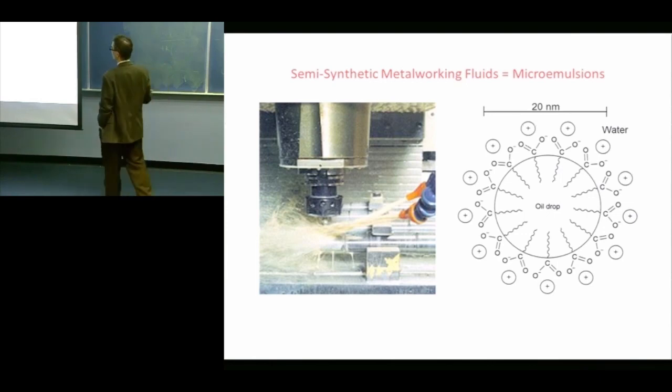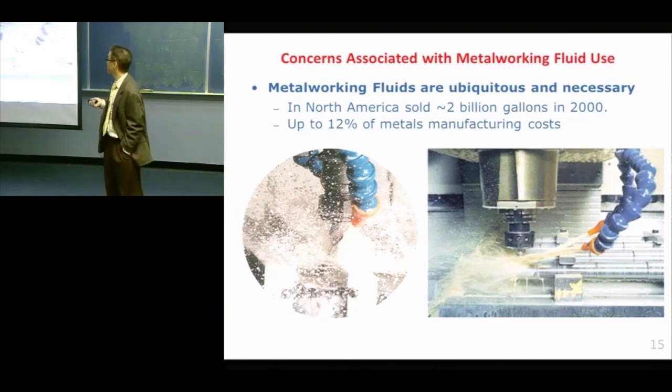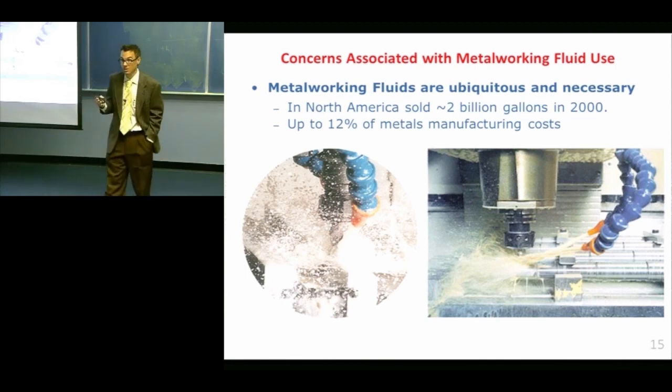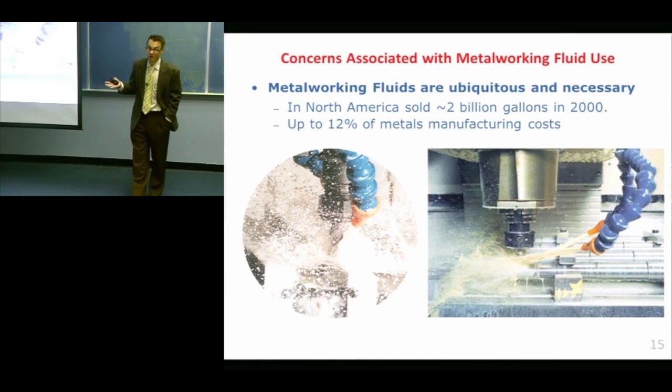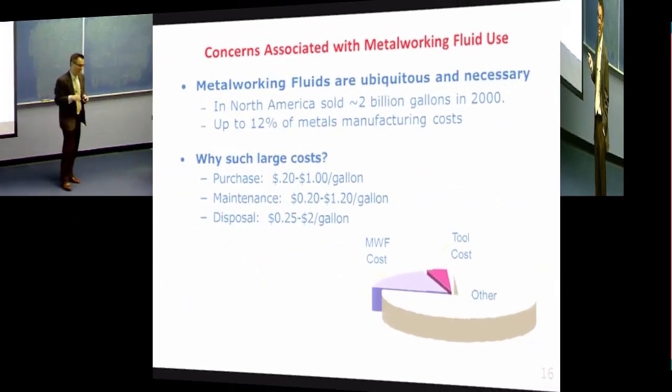It's interesting because they're widely used, something like 2 billion gallons a year, roughly. Life cycle costs are 12% of metals manufacturing costs. This will blow your mind, right? Because there are tools here, other operations going on, labor, what have you. Just in terms of metals manufacturing, about 12%. And that is because you don't just buy the fluid. You have to maintain it.